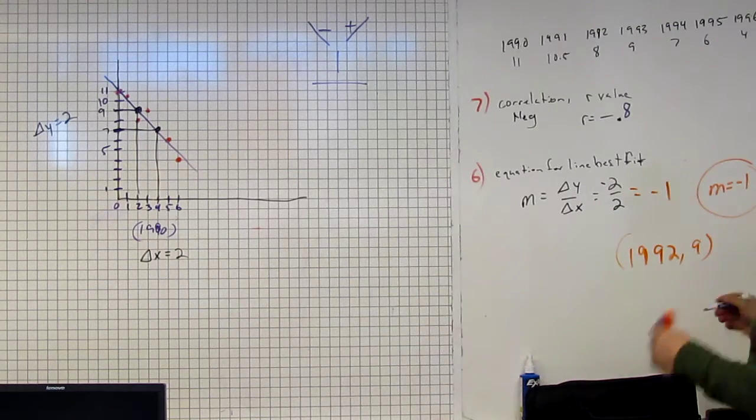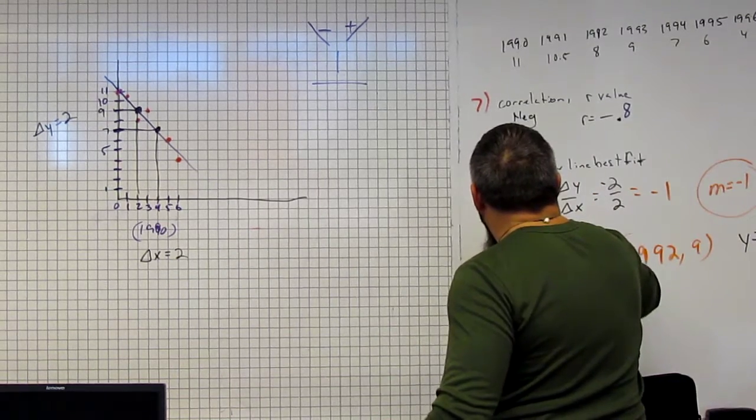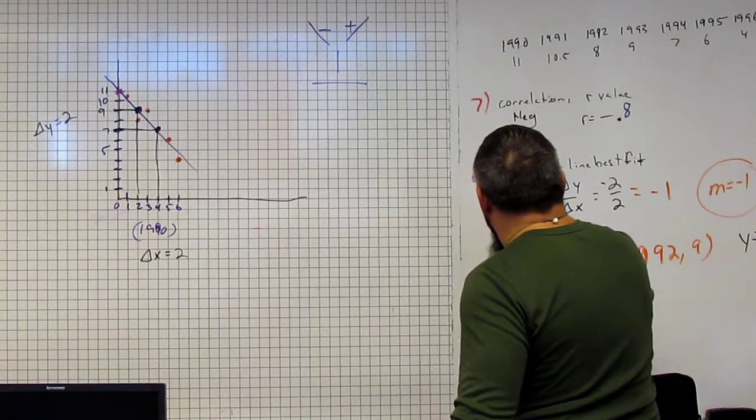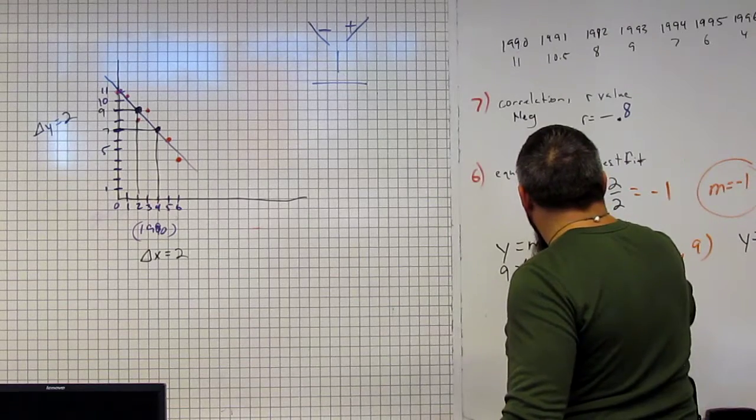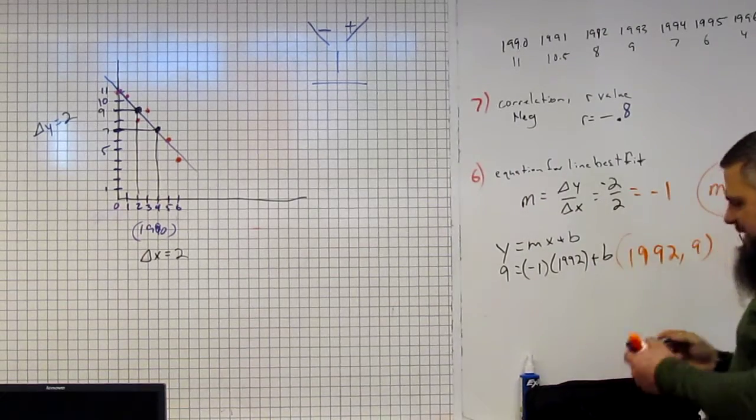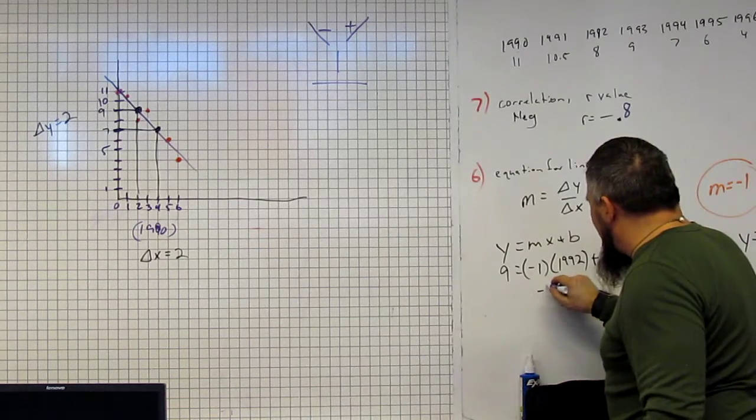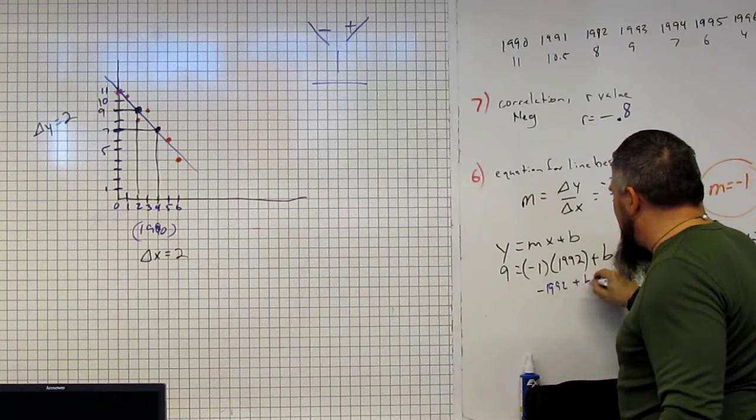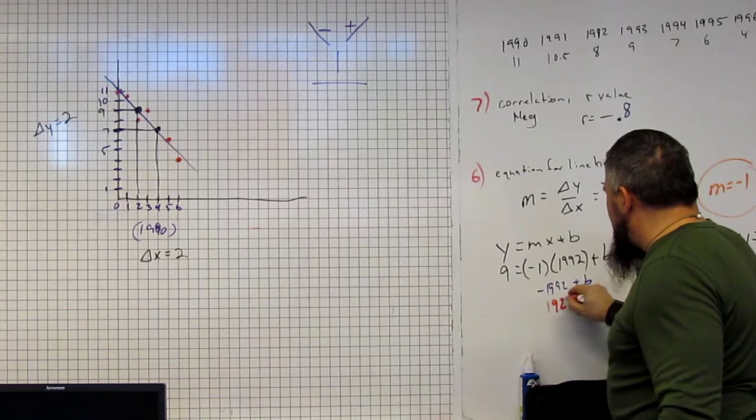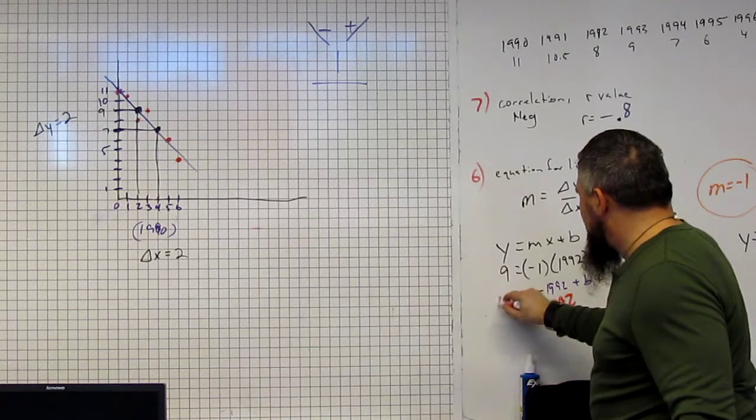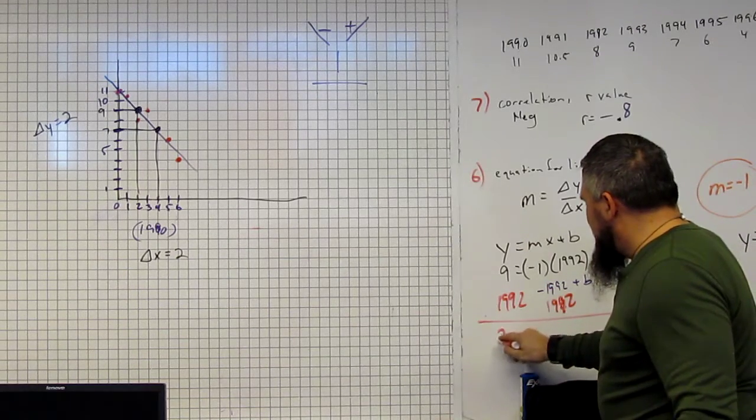So when I plug that in to y equals mx plus b, then I get y is 9 is equal to m, which is -1, times 1992 plus b. That's just negative 1992, so negative 1992 plus b. Then I'm going to add 1992 to both sides. And I get 2,000.